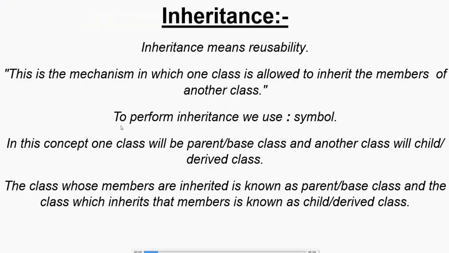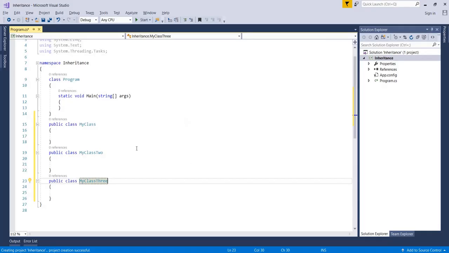Now, this is the mechanism in which one class is allowed to inherit the members of another class. In this concept one class will be the parent, either parent or base class, and another class will be either the child or derived class. So parent or child. In this case we have three classes: MyClass, MyClass2, MyClass3.